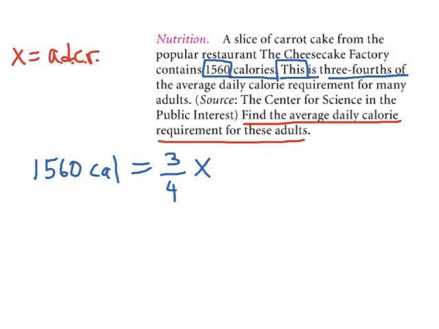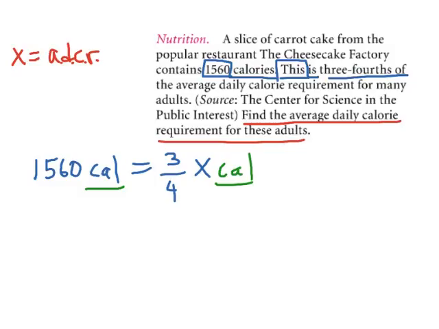So, here's a little check as to, is my equation a good equation? Look at your units. Over on the left-hand side of our equation, we have calories. What are the units on the right-hand side? Well, x is average daily calorie requirements. So the units on x is also calories. We have calories on the left, we have calories on the right. We can be pretty sure we have a valid equation.